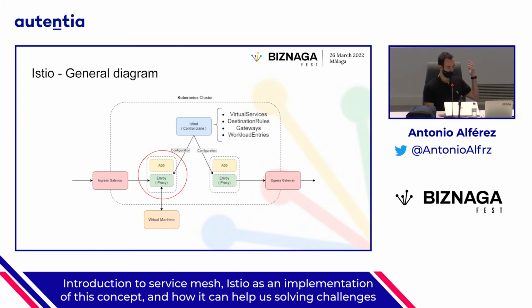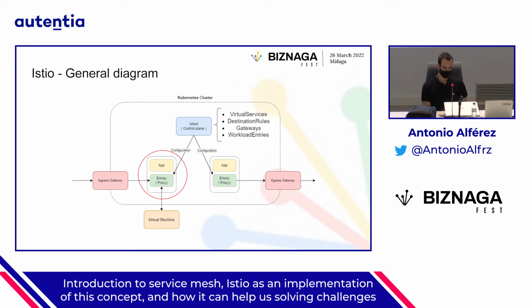And I also added a virtual machine there because, as I said, although Istio is primarily designed for Kubernetes, you can extend the service mesh to virtual machines. You can run this Envoy proxy in a virtual machine so that it can connect to our application. For instance, you may have a database running outside the cluster. You can connect it to the applications.